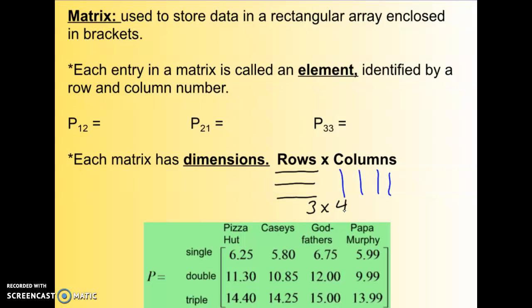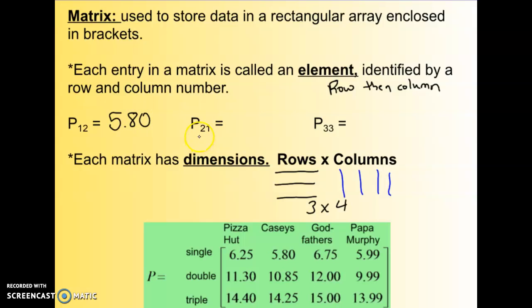So each element, if you look at this first one, P is just the name of the matrix. Usually it's given by a capital letter. And then the next letter, 1, 2, helps us figure out which element we're talking about. So this means first look at row and then look at column. So row 1, column 2. Row 1 and column 2 would be the Casey's pizza. That's $5.80.